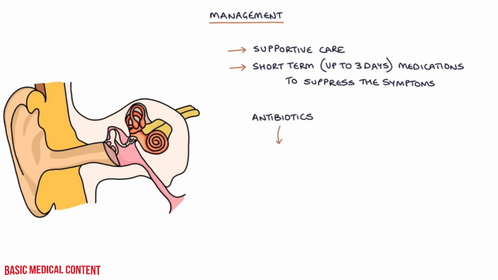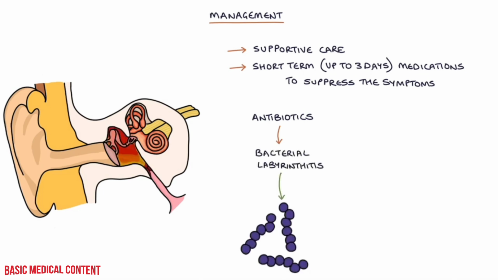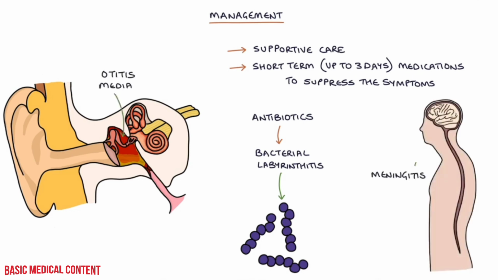Antibiotics are used to treat bacterial labyrinthitis. They'll have no effect on viral causes. If there's a bacterial cause, the underlying infection, for example otitis media or meningitis, needs appropriate treatment.